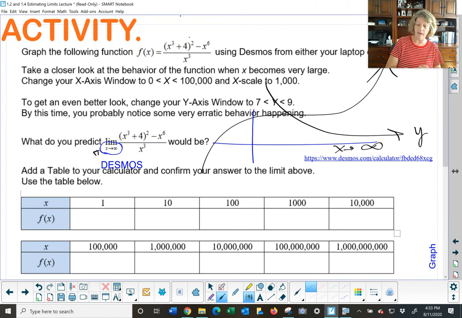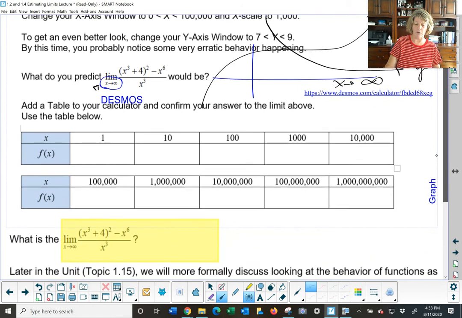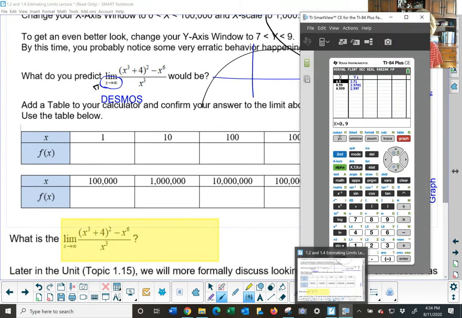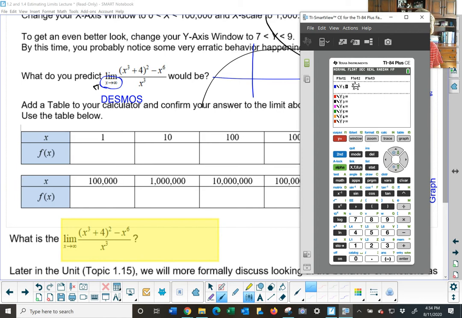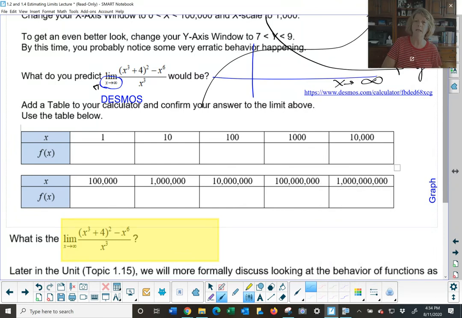Add a table to your calculator and confirm the results. So whether you want to use Desmos or your calculator, you're going to fill this in. So go to your calculator, load up your function. I'm going to go ahead and clear this and set up my new function. I'm going to create a fraction right away. So I go alpha x and I've got my fraction designed and I can key it in. Put all this in, okay? So go ahead and hit pause and do that. Come back. Now we're back.